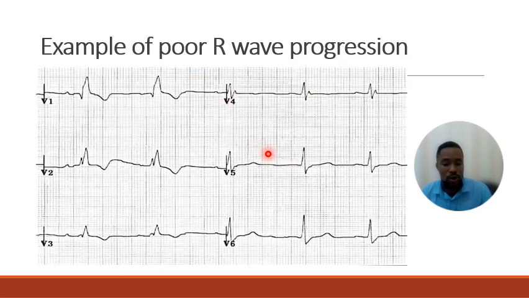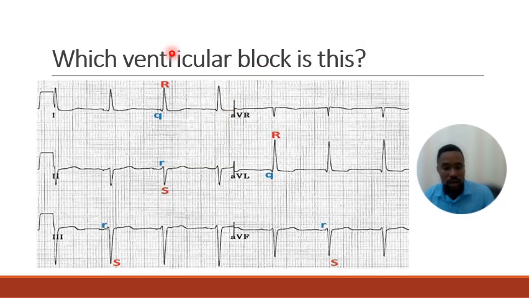So this is an example of poor R wave progression. You can see that it's upright. It's supposed to be negative here, but the QRS complex is now positive here, positive here, positive. No, no, no. So this is a poor R wave progression. Which fascicular block is this? So this is more like a left axis deviation, and when you have left axis deviation with R wave in aVR greater than 11, you'll be thinking of left posterior fascicular block.